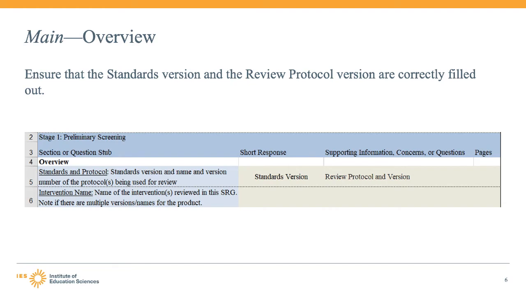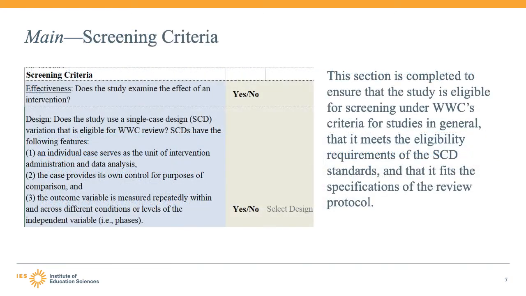This section will also detail the name of the intervention that is the focus of the review. The next section is the screening criterion section. The fields in this section will help a reviewer to ensure that the study meets the general requirements for the WWC to review a study, the eligibility requirements for the study to be reviewed as a single case design, and the specific eligibility requirements laid out in the review protocol. When completing this section of the study review guide, reviewers should always provide supporting details and study pages.